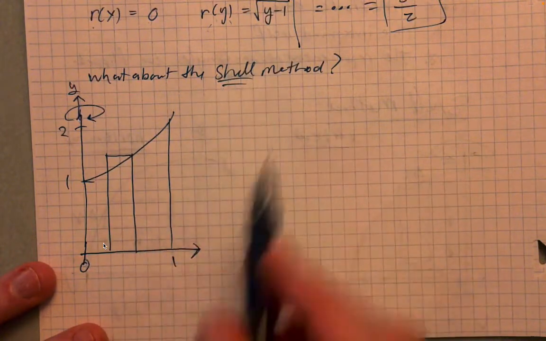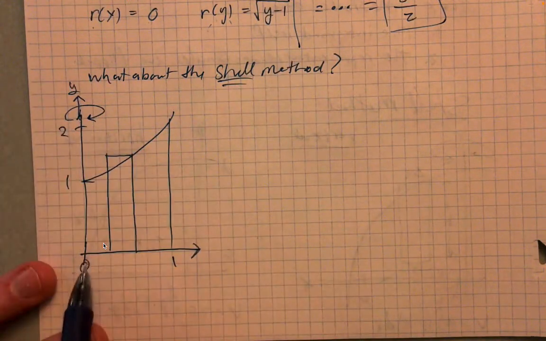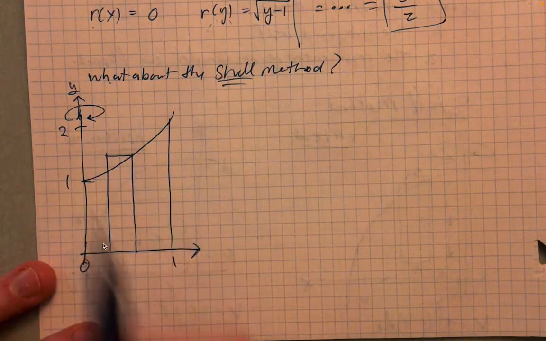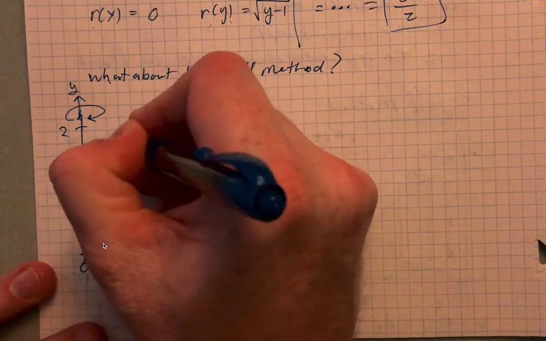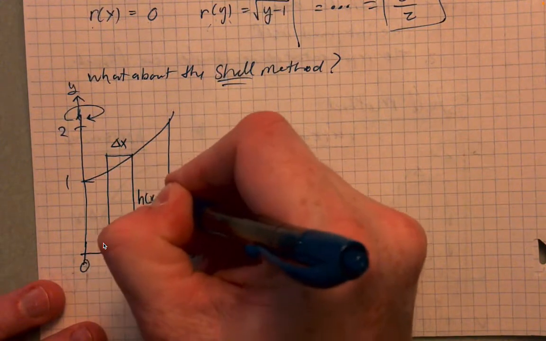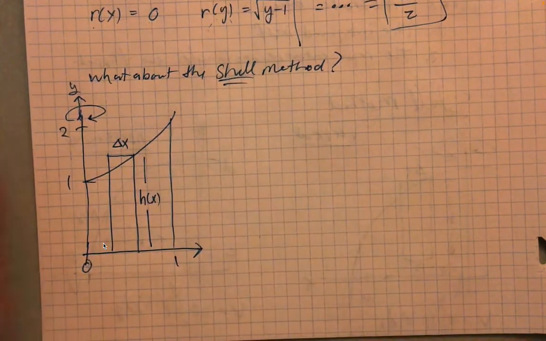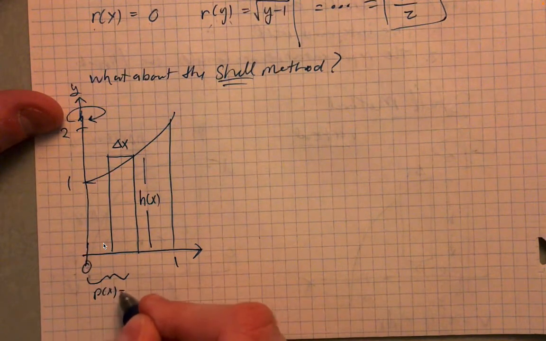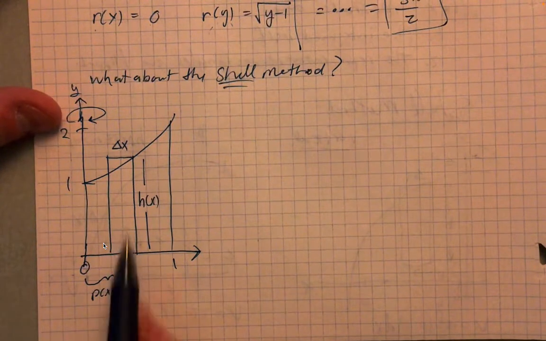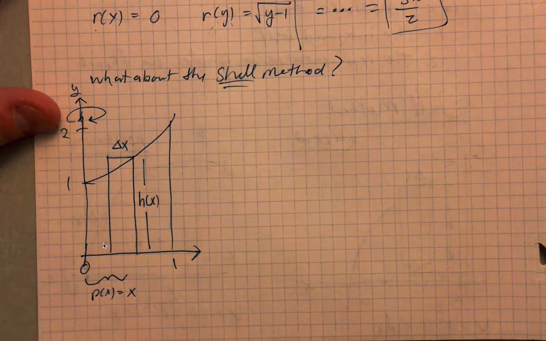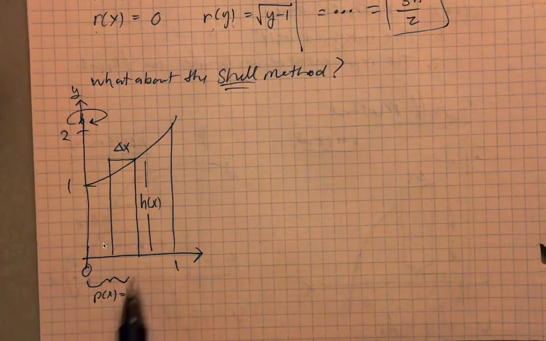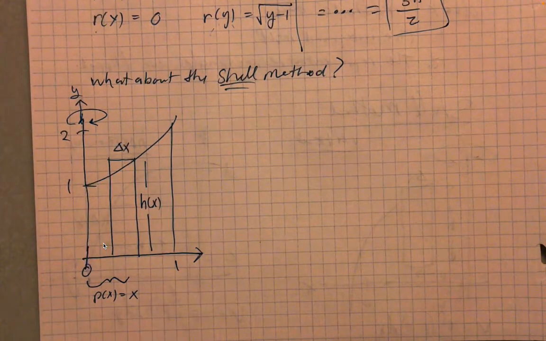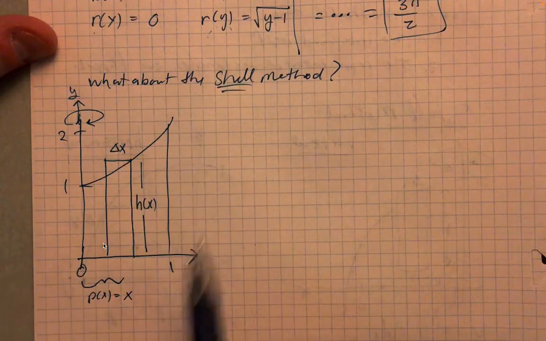Well, since we have a vertical axis of rotation, that means our representative rectangles are vertical, which means we have a delta x width, we have an h of x height, and we're going to have a p of x equals x radius. Okay, so this is somewhat more straightforward of a setup. Right? Now, it's not always the case that the shell method is easier, but in this case it happens to be somewhat more straightforward.